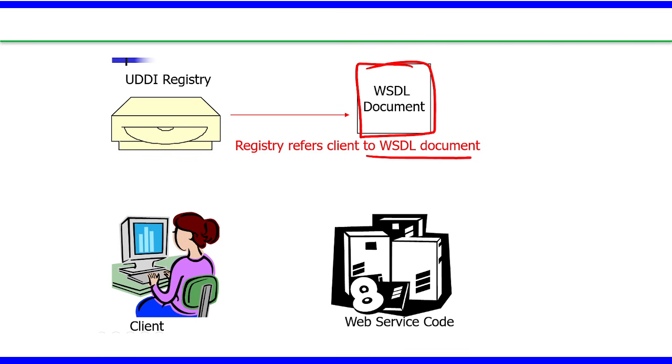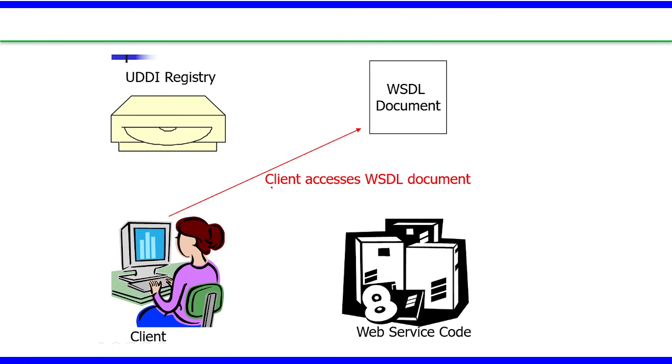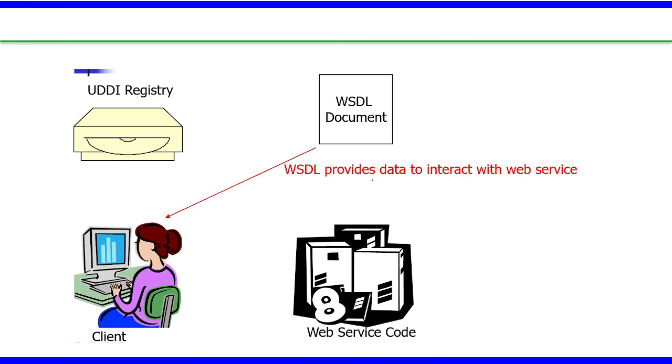Then once the WSDL document is known, then the client accesses the WSDL document. Why? This WSDL file contains everything. What is the URL to hit that service, what is the input format, what is the output format, what data structure it uses or what data type it uses, everything is located in the WSDL file. So now the client accesses WSDL file to understand how it looks like and how to access that. Then the WSDL provides data to interact with the web services. When I access that file, it gives a response back. WSDL file provides data to me to interact with the web service.